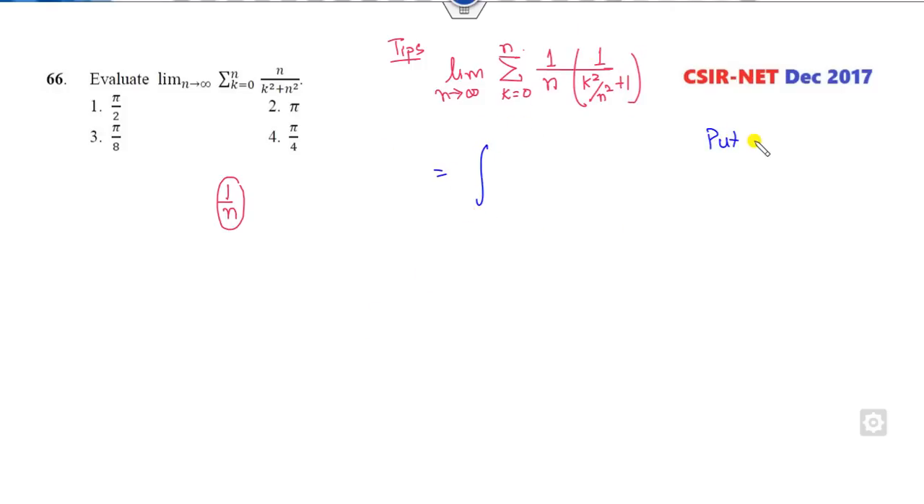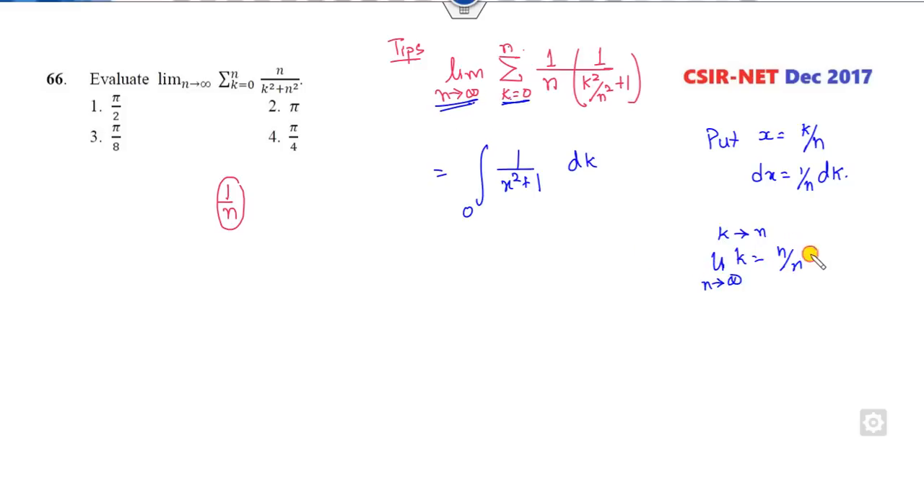So how can you write the integration? Put x is equal to k by n. What is the dx? 1 by n of dk. So this is 1 over here. Take the limit. When k is equal to 0, x is 0. When k is equal to n, the limit will be, as n approaches infinity, 1.